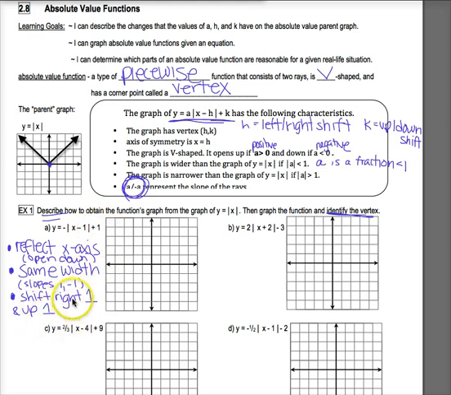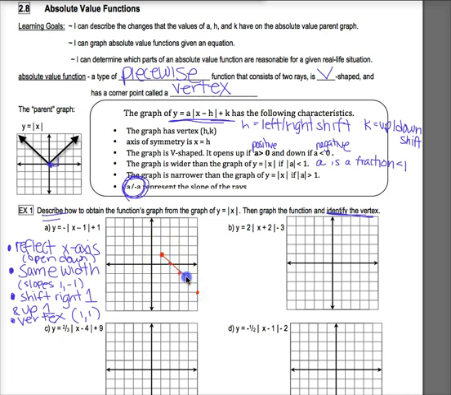So shift right 1 and up 1, which means that the vertex, because that's the other thing it asked, is to list the vertex. If the parent graph's vertex is at 0, 0, and I shifted right 1, up 1, that means my vertex is at 1, 1. So now I just need to put all that information into my graph. A vertex at 1, 1 is here. The slopes of my rays are 1 and -1, and I know it opens down. So down 1, right 1, down 1, right 1, down 1, right 1, until you get off the page.